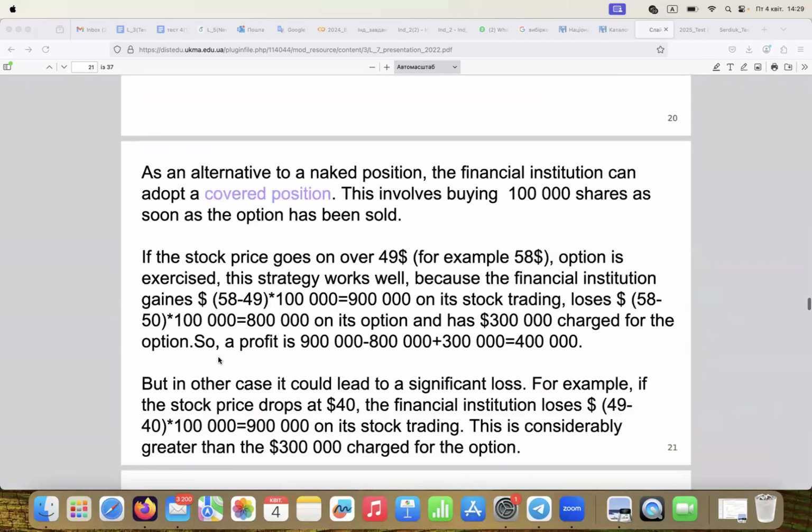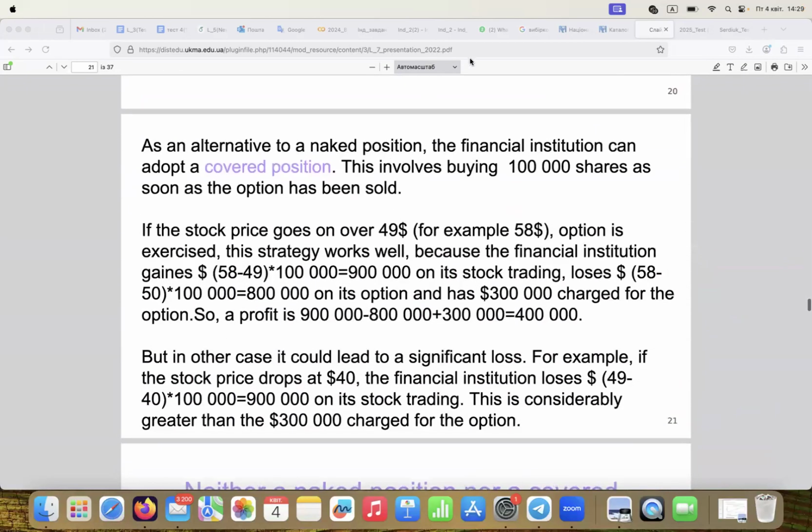What about a covered position? What does covered position mean? This means buying 100,000 shares as soon as the option has been sold. So we just sold the option and immediately buy 100,000 stocks. Okay. And we have two scenarios too.